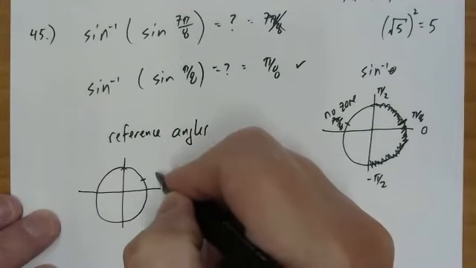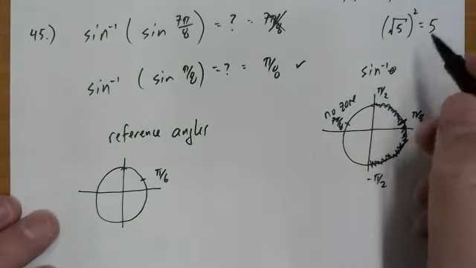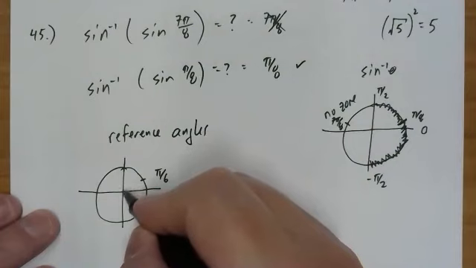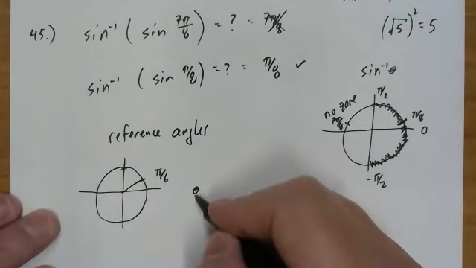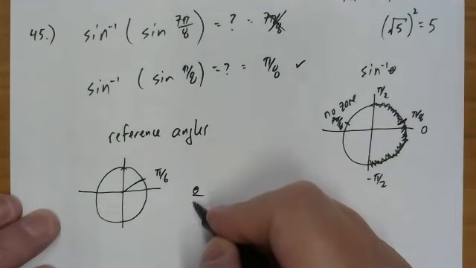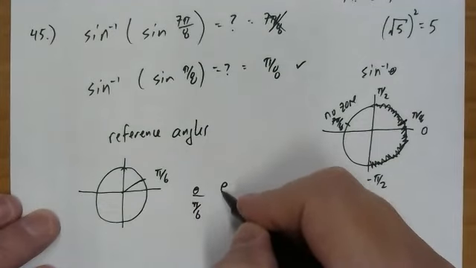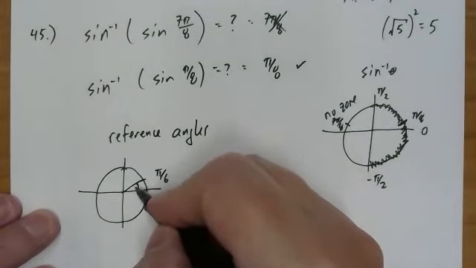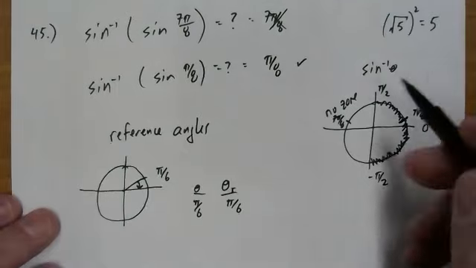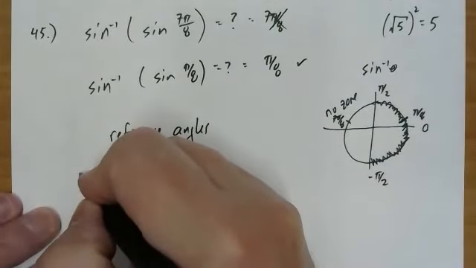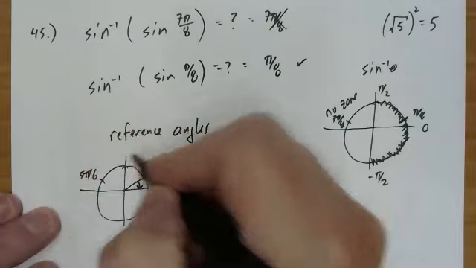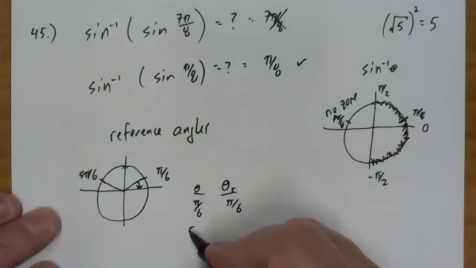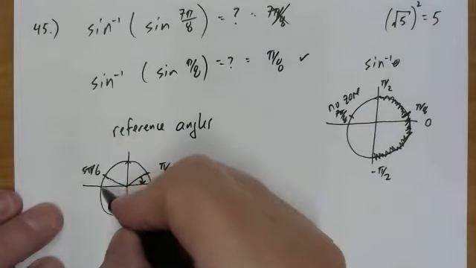How about pi over 6? The reference angle for pi over 6 is just pi over 6, right? The reference angle is the shortest distance back to the x-axis. What if I go over here to 5 pi over 6?